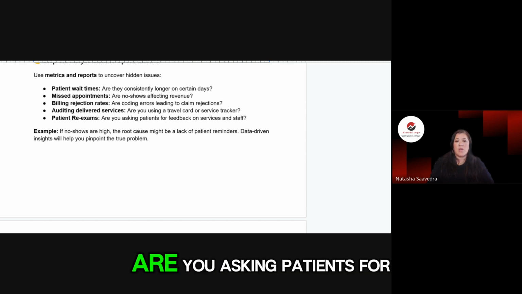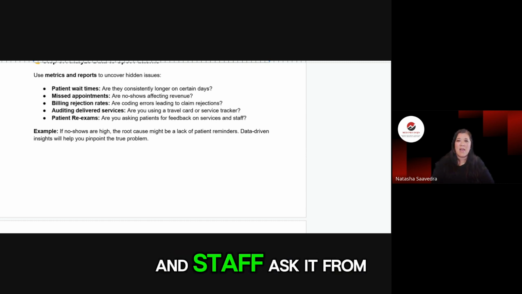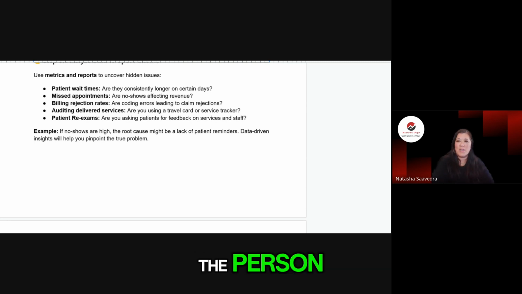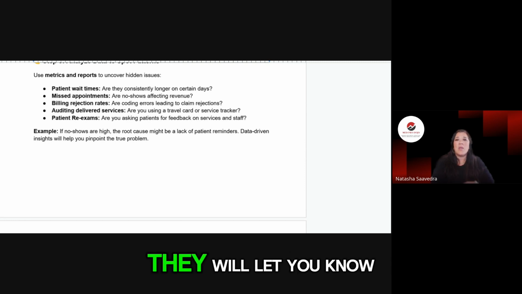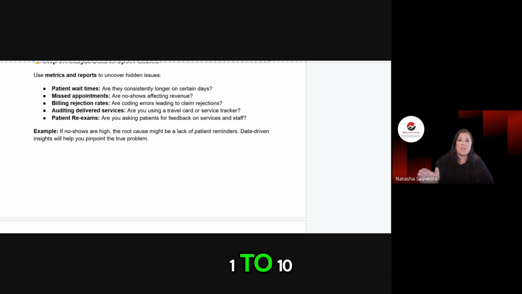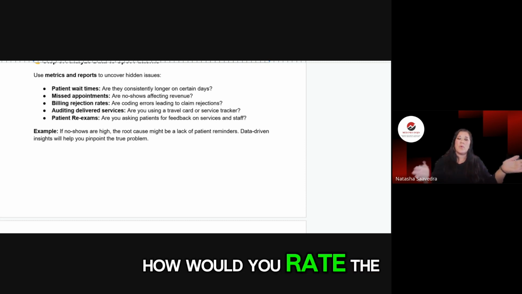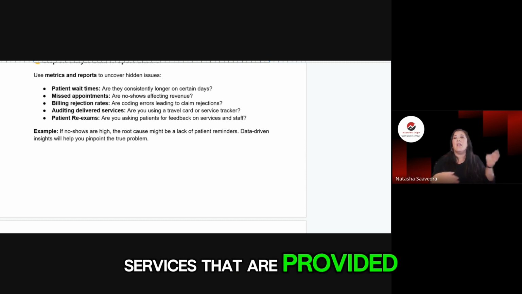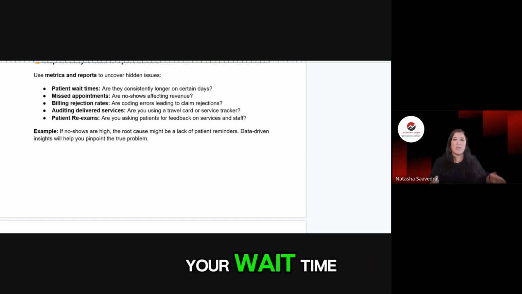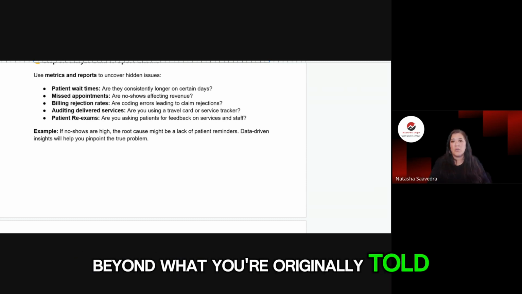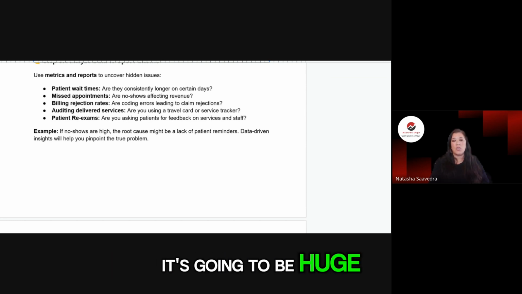Patient re-exams. Are you asking patients for feedback on services and staff? Ask it from the person who's paying to have the services in the office. They will let you know. So on a scale of 1 to 10, how would you rate our staff's concern? On a scale of 1 to 10, how would you rate the services that are provided? On a scale of 1 to 10, what have you experienced as your wait time beyond what you're originally told? Get feedback from your patients. It's going to be huge.